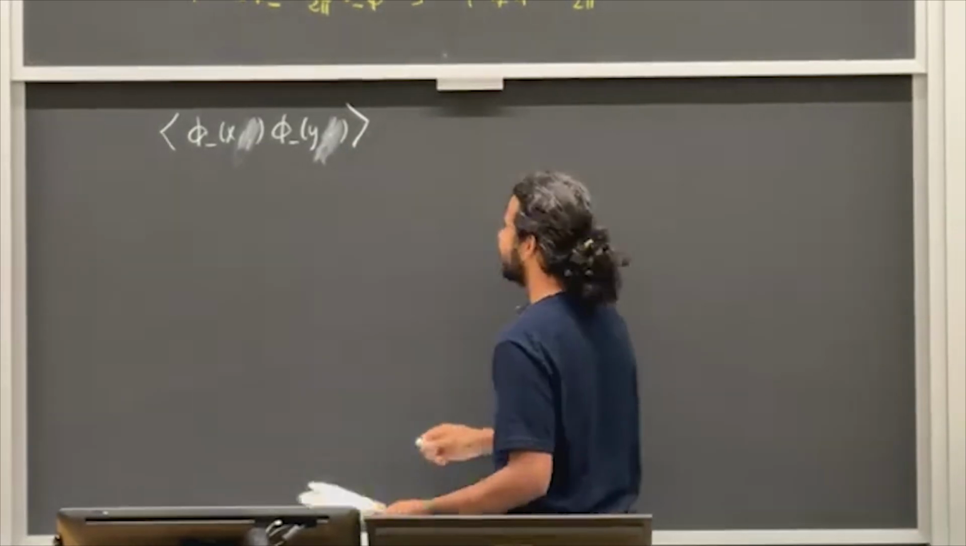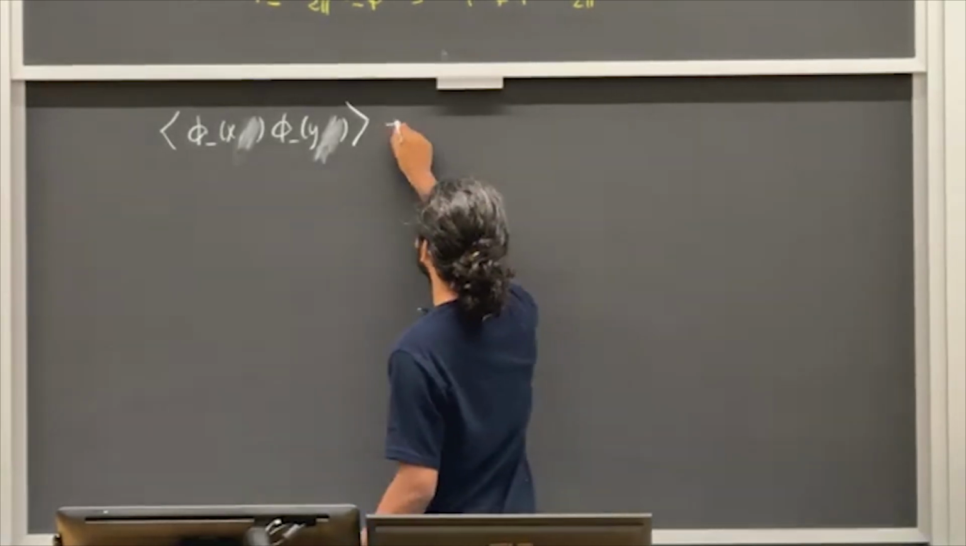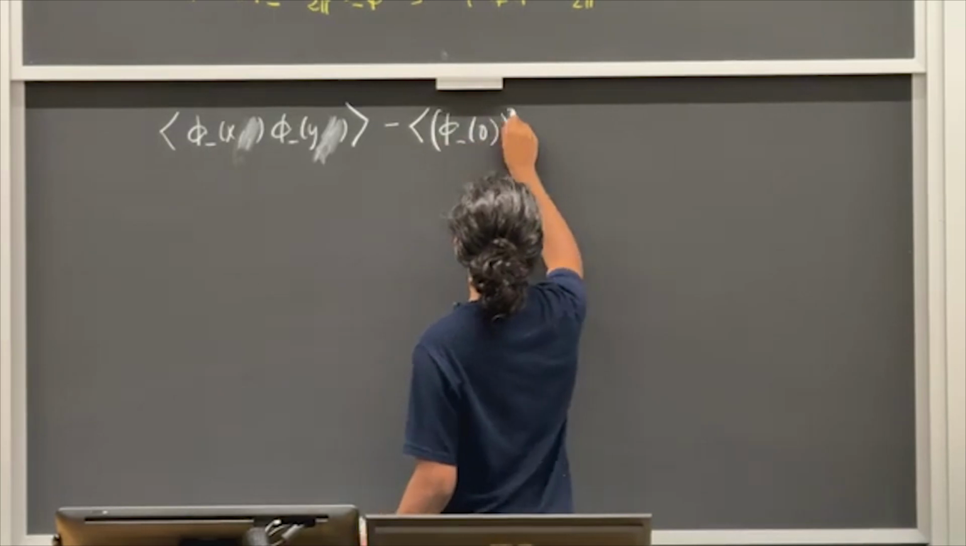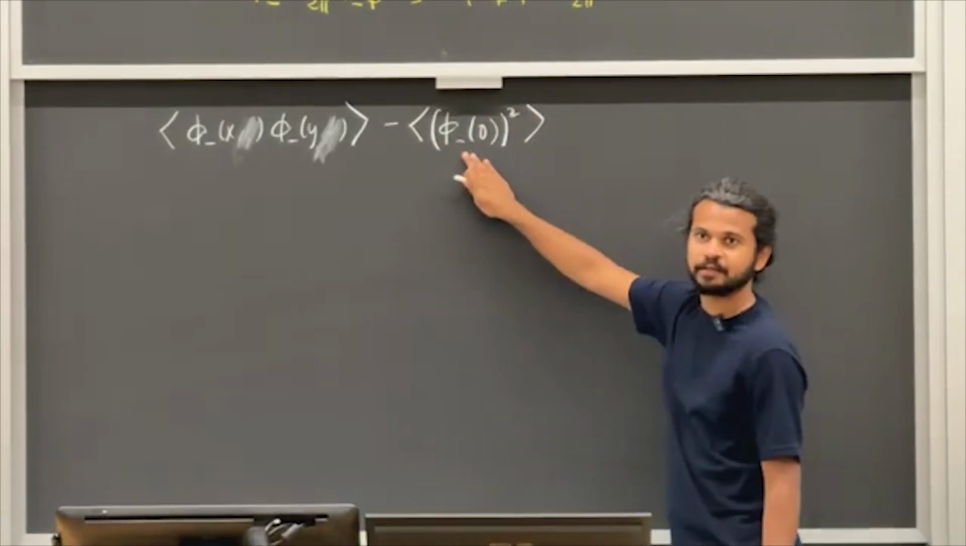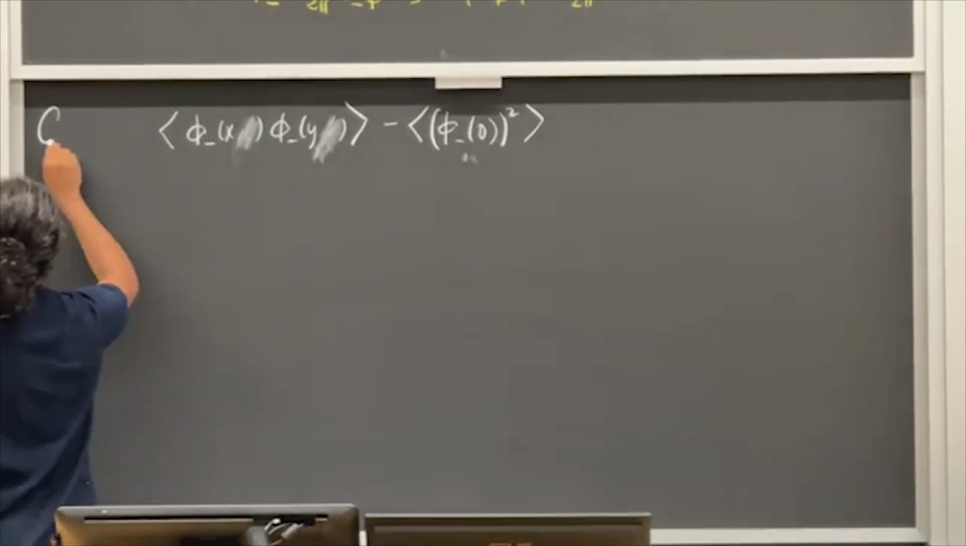To get rid of that, we are going to normal order this. By that, what we mean is we will just subtract away the x equal to y infinity. And let's define this to be G.